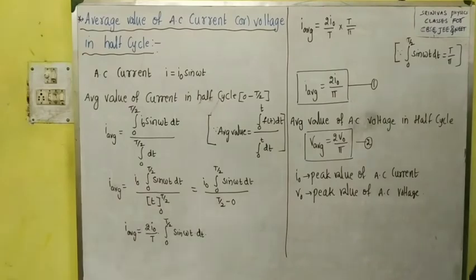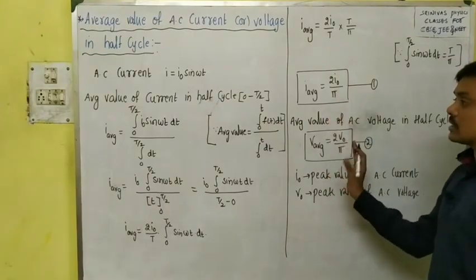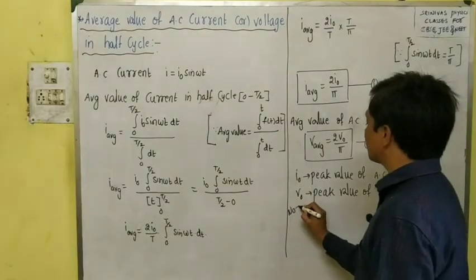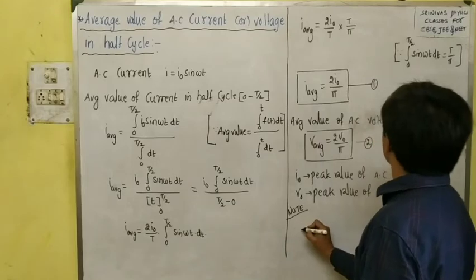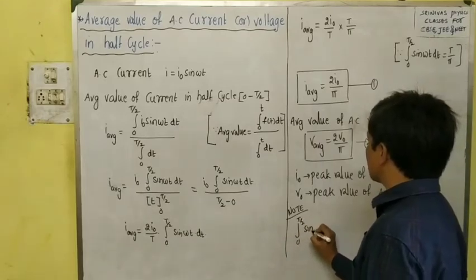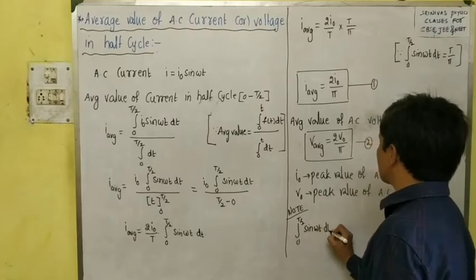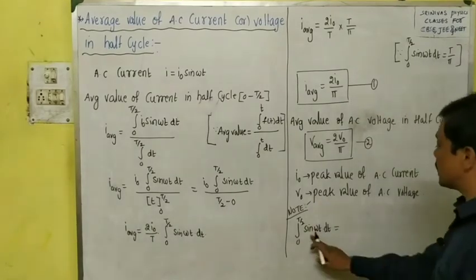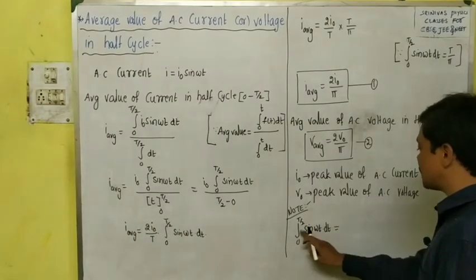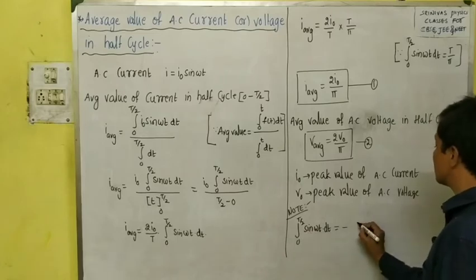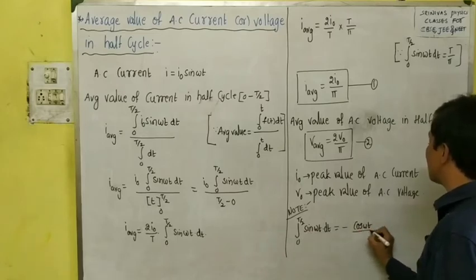Okay, right. The average value of current or voltage is not equal to 0 in half cycle. If you want this derivation, I will do it in the note and give it to you. What is integration 0 to T by 2 of sin omega t dt? There is a formula for the integration of sin omega t, it is not required, but if you want, I will give it. Integration of sin omega t is minus cos omega t by omega.